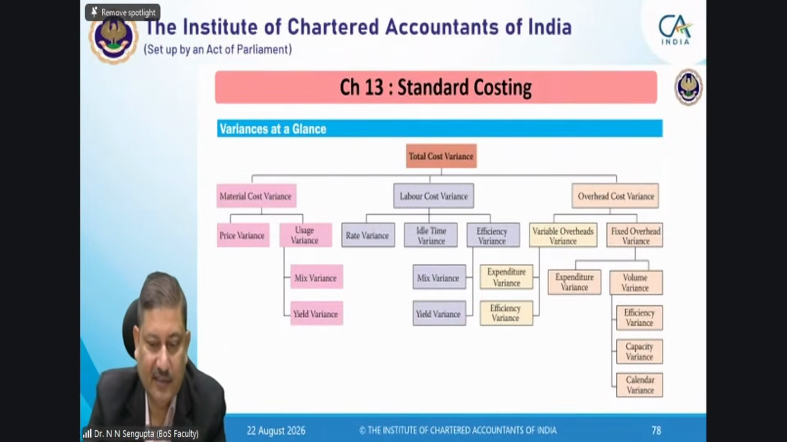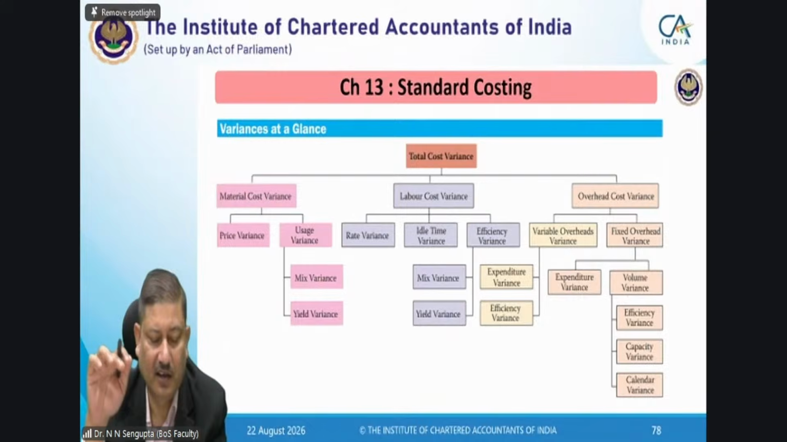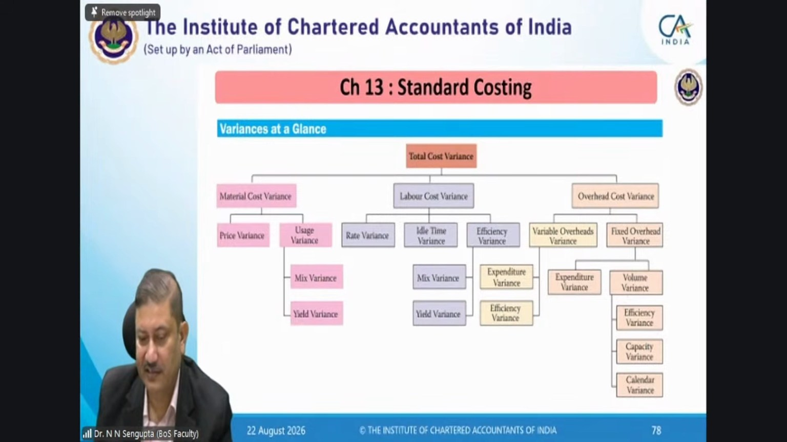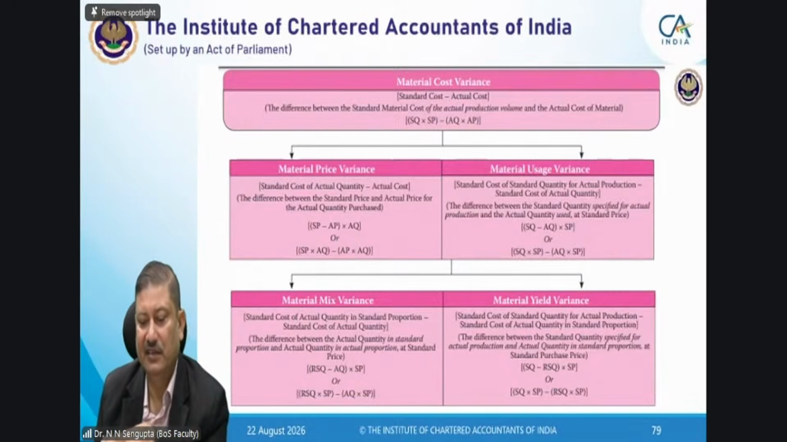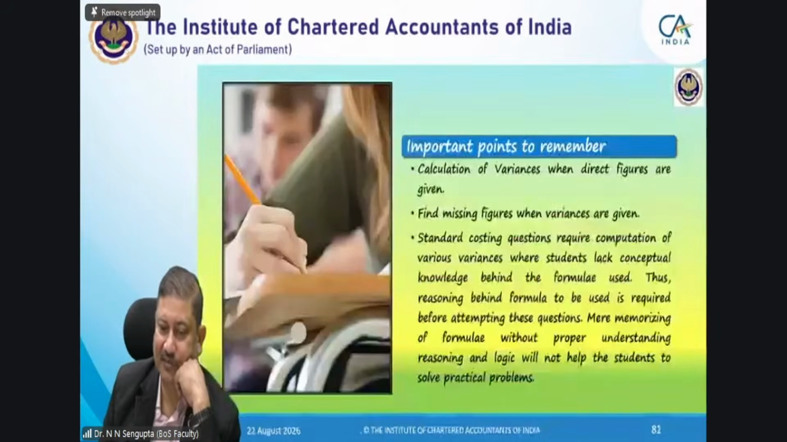At a glance, the next topic is standard costing. Please refer to the various classes to see how the formulas of standard costing are determined. These are material cost variance, labor cost variance, and overhead cost variance, and this is how the classification has come. This is the summary of various numericals which are there in the study material.